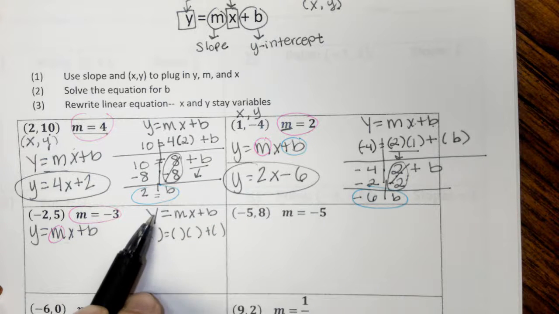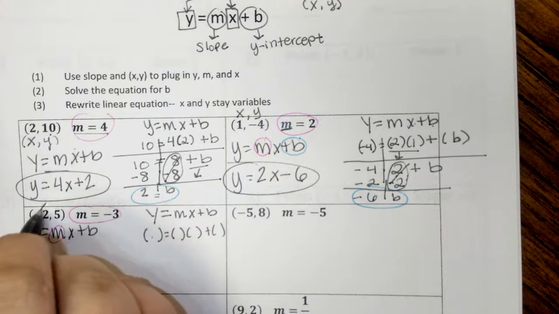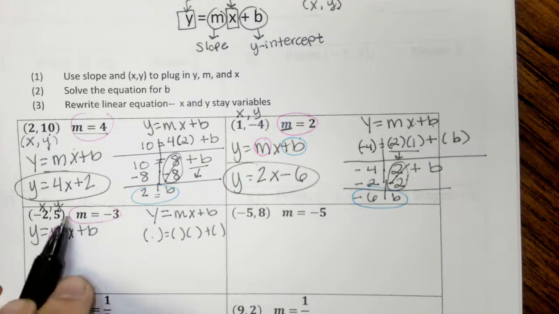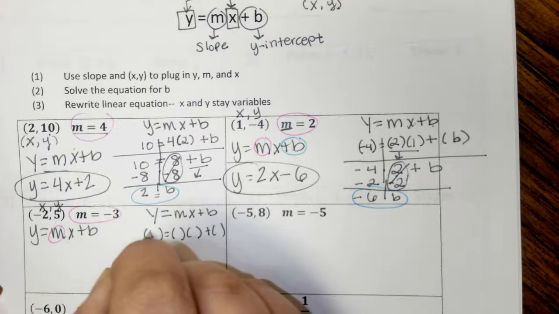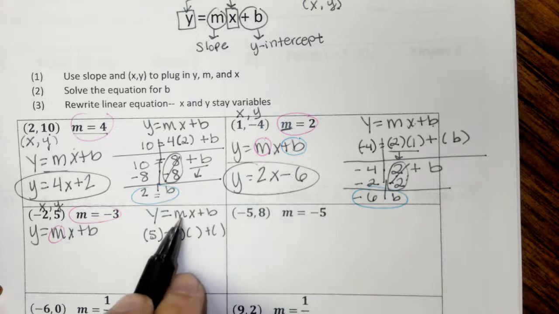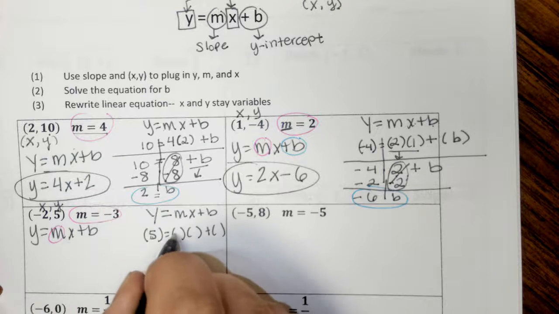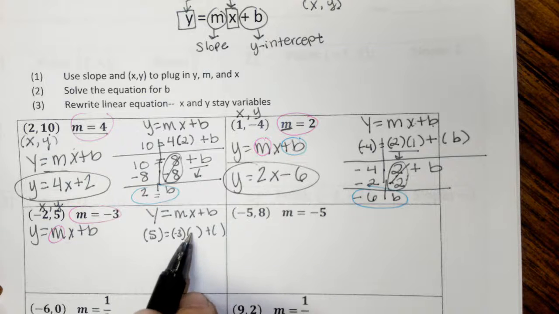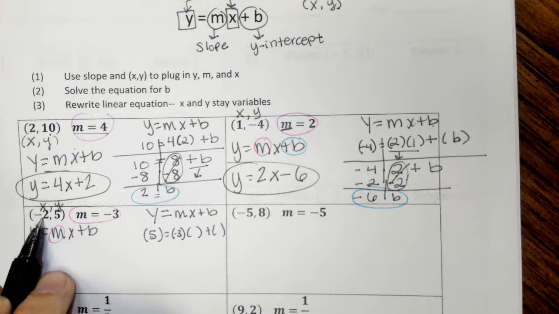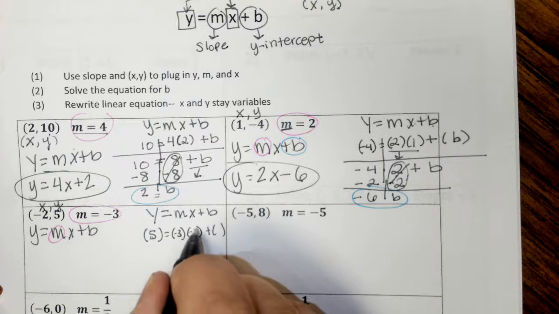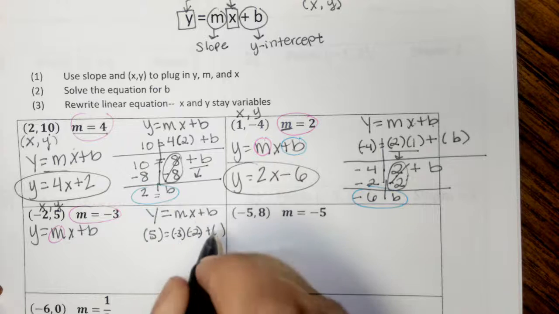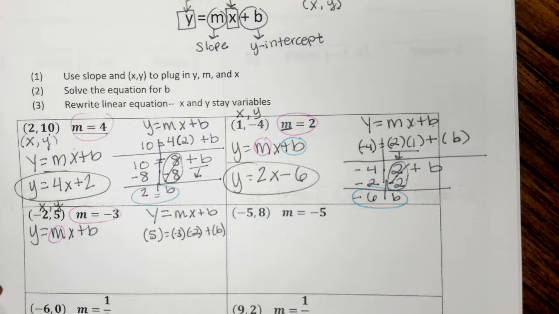This bubble is in place of y. Let's label our ordered pairs. This bubble is in place of y, and y is 5. This bubble is in place of m, and m is -3. This bubble is in place of x, and x is -2. This bubble is in place of b, and we don't know a value for b, so we're going to leave it as the letter b.